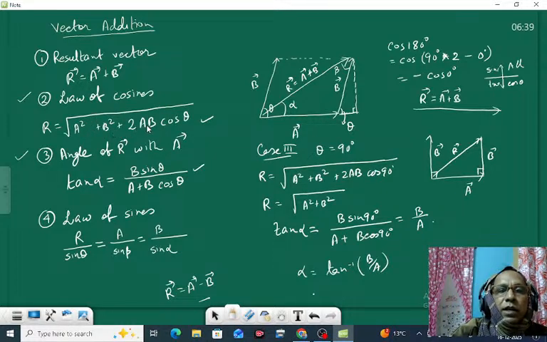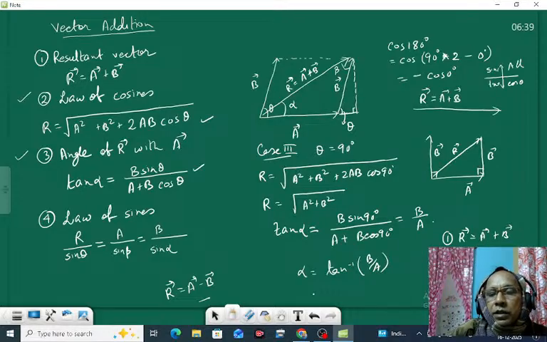If they are in the same line, same direction, then they will be added. That is vector a plus b. In case of same direction, vector r equals vector a plus vector b. If they are in opposite direction, the resultant will be vector a minus vector b. And if they are at 90 degree, vector r will be root over a square plus b square, right? And the angle between them is tan inverse of b by a. These three cases we have dealt.